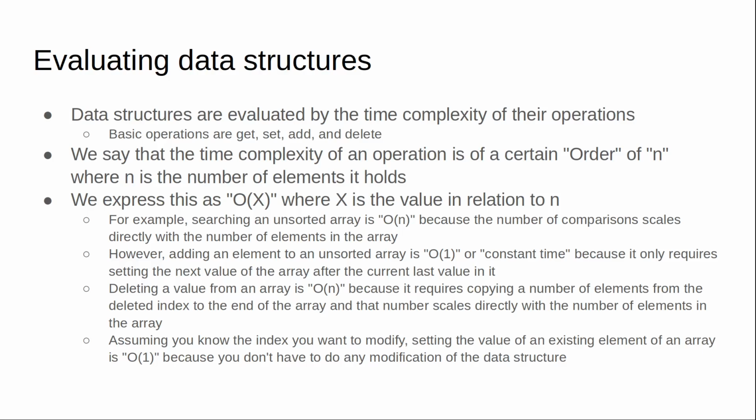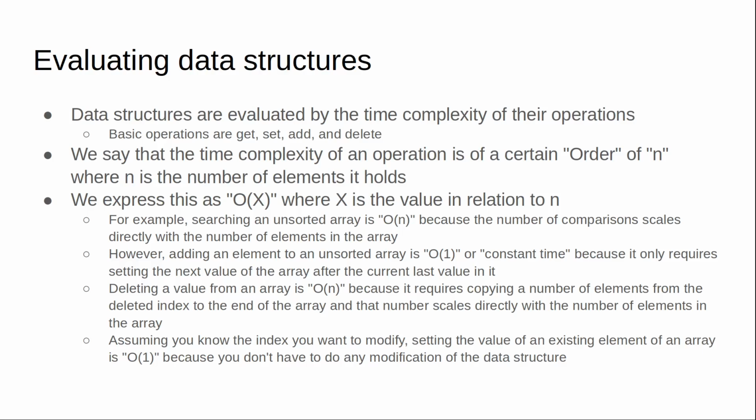However, assuming that your array is already large enough to hold more items, then adding an element to an unsorted array is just order one, or we also call that constant time, because it just requires setting the next value and then incrementing the number of values that you have in there. So it is the same number of operations every time you do it. Set the value, increment. That's it.